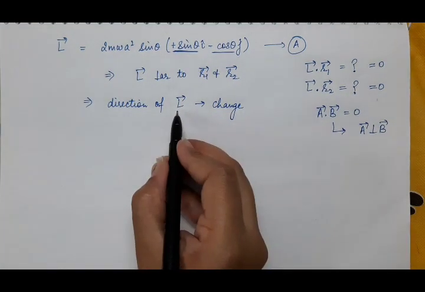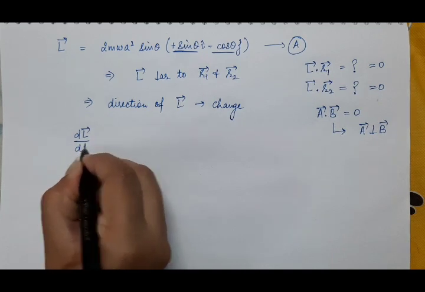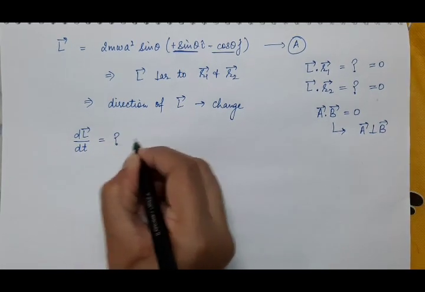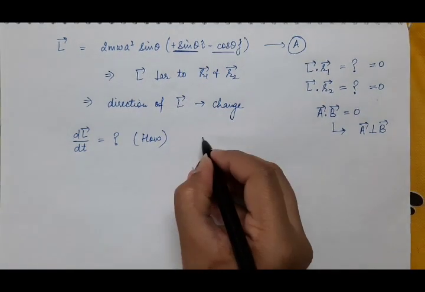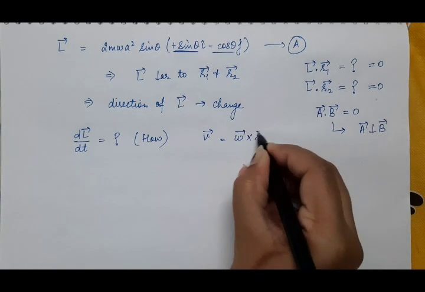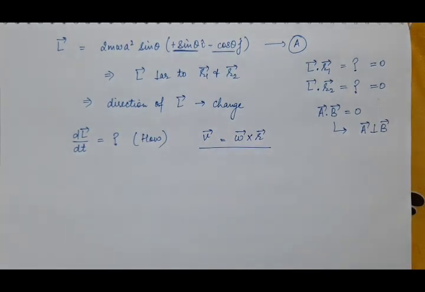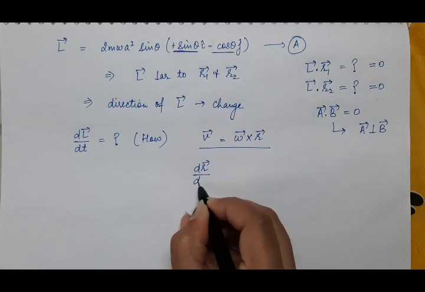And if this direction continuously changes, then we will find dL by dt. But how? We know the relation between linear velocity and angular velocity. This is the general relation between linear velocity and angular velocity. And what is this linear velocity? It is actually dr by dt.